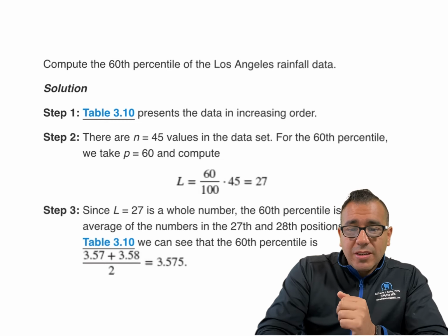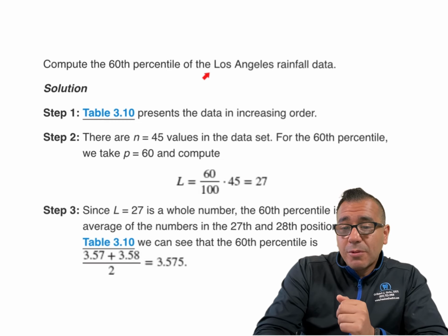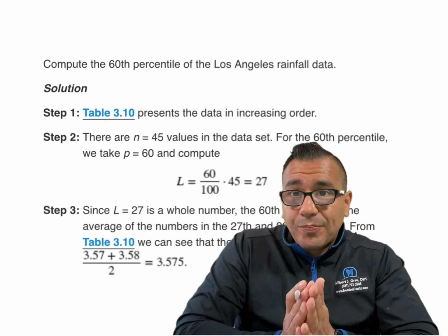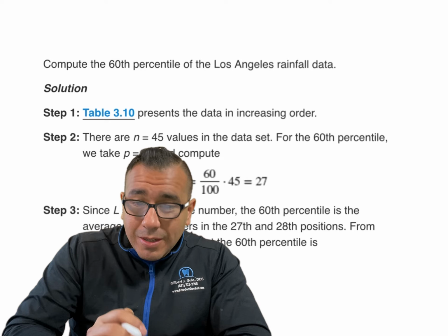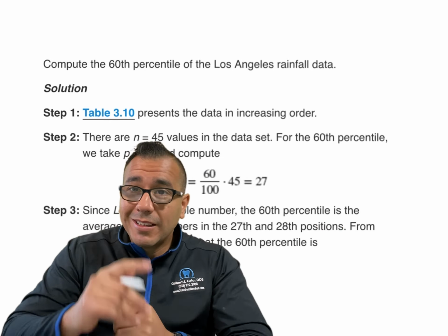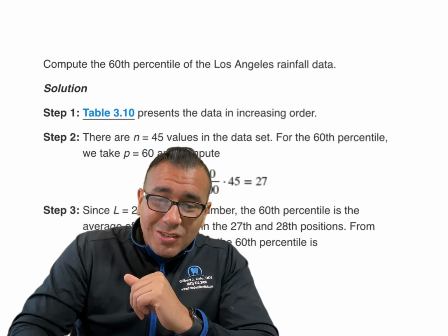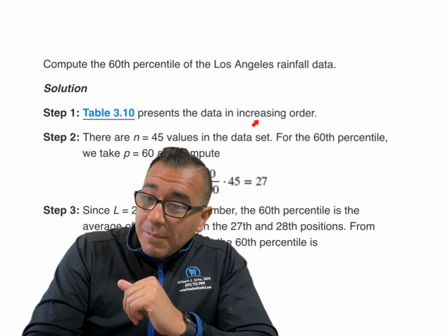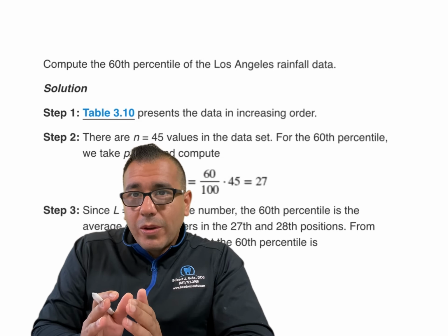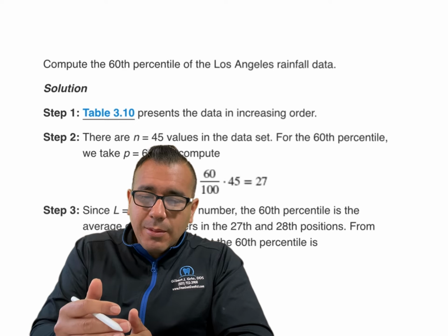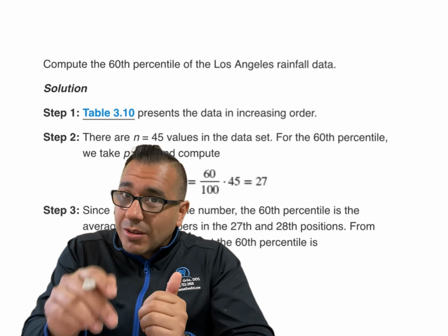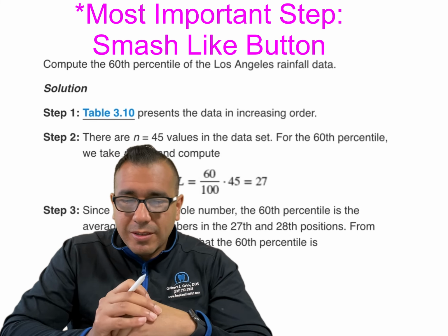Here our question is, we want to compute the 60th percentile of Los Angeles rainfall data. Looking at that table, again, make sure everything's in increasing order, starting with the smallest. We took care of that, since in our table it was already put in order for us. But if it's not, make a note, you've got to do that. Most important step.